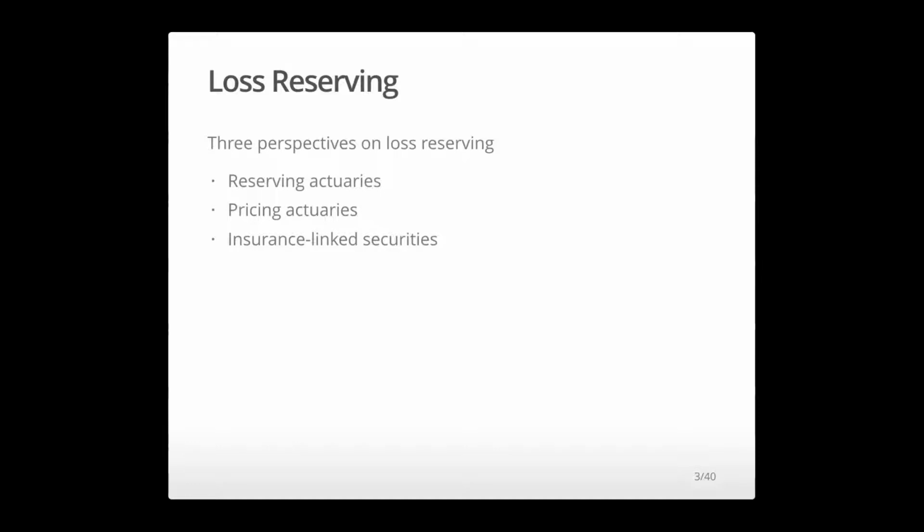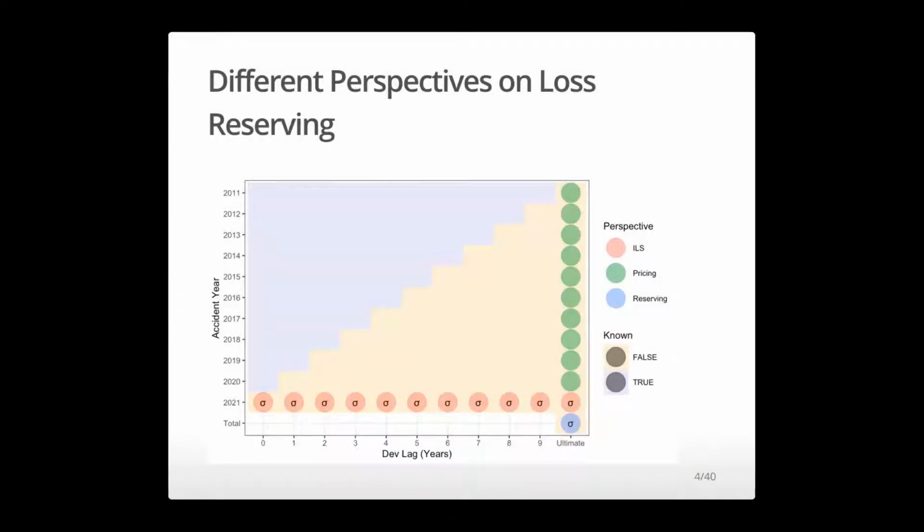I'll walk through on the next slide a little bit more of what that difference in perspective is and why it matters. So here we have a happy loss triangle. It's just a 10 by 10 loss triangle. And here the data that we've already observed is in this blue color up here, and the, I believe it's called whipped papaya color down here in the lower right is the unknown stuff as of a given point in time. So reserving actuaries, their primary concern is basically just the sum of the rightmost column.